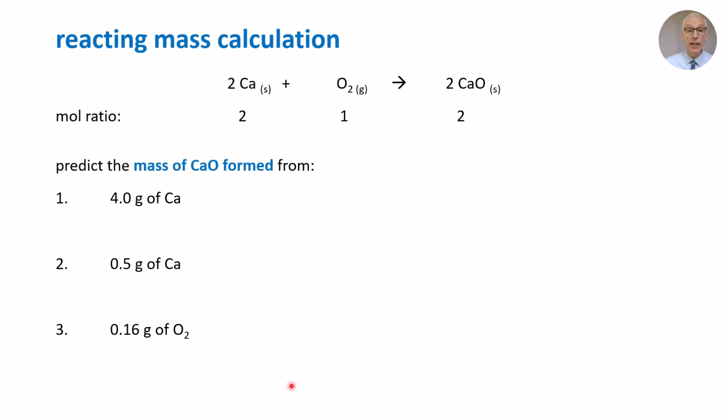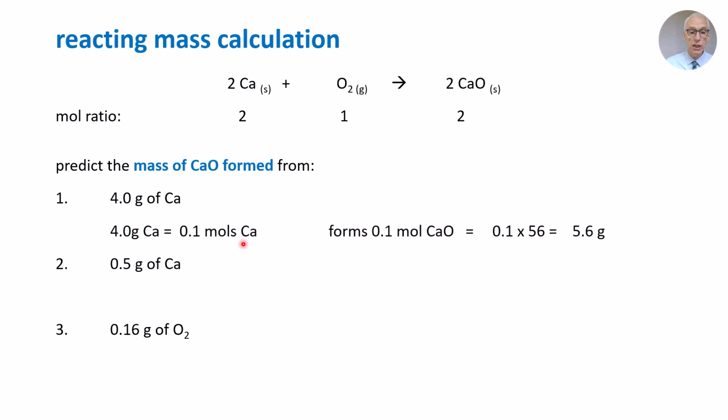Now we can add an additional step to this calculation so that rather than calculating the moles of calcium oxide formed from an initial mass of calcium, we can calculate the mass of calcium oxide formed. So let's model it. 4 grams of calcium. First step, convert into a number of moles. We did that on the previous slide. Then predict the moles of calcium oxide formed. It's a 2 to 2 ratio, so 0.1 will form 0.1.